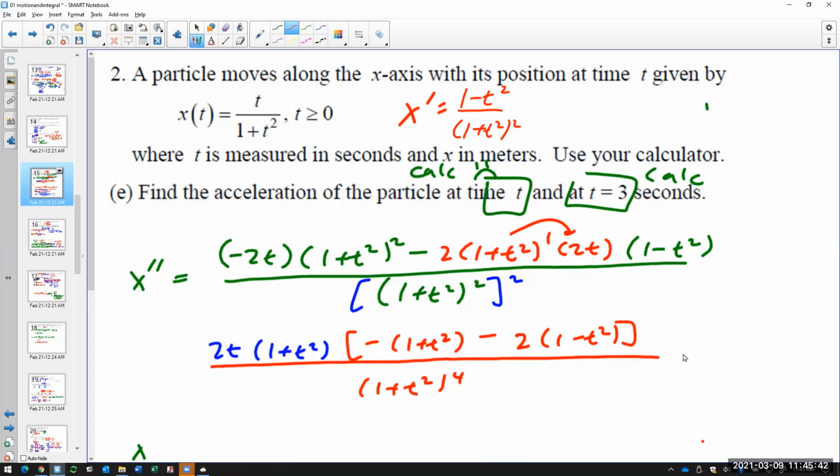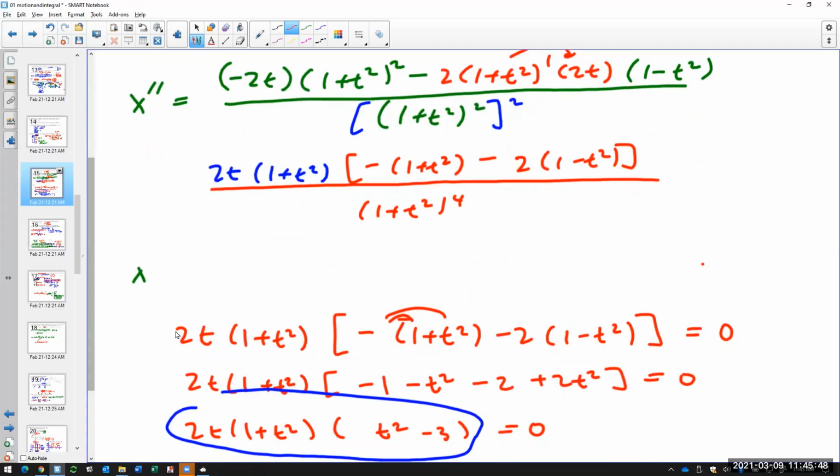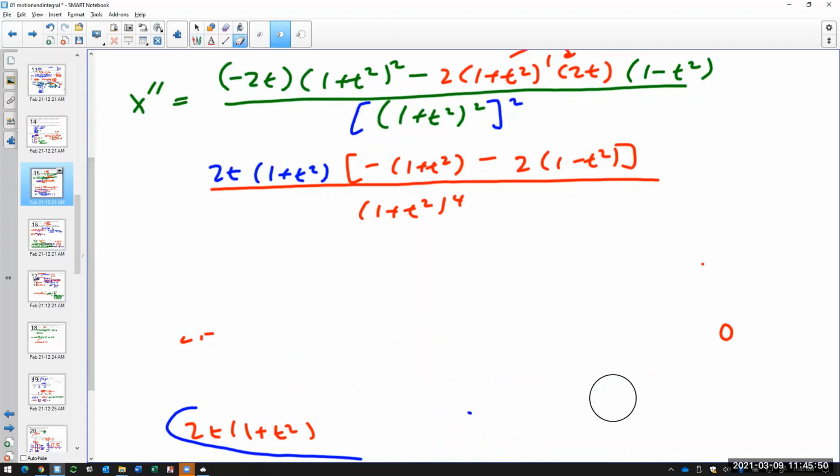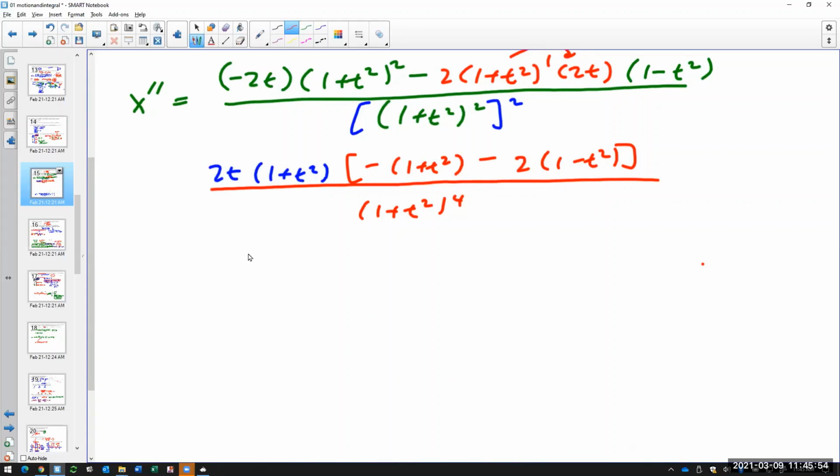I want the acceleration at time t. Oh, this actually is, well, I'm just trying to simplify it. This is actually the answer. This is the acceleration at time t. But I think I'm going to try to simplify it a little bit more. And the way I simplify is this.